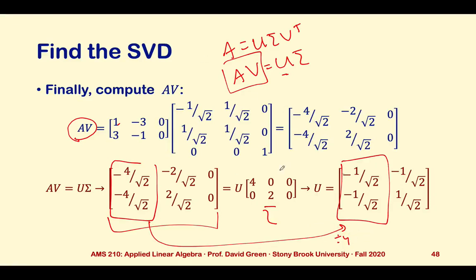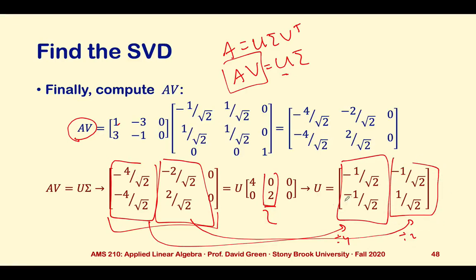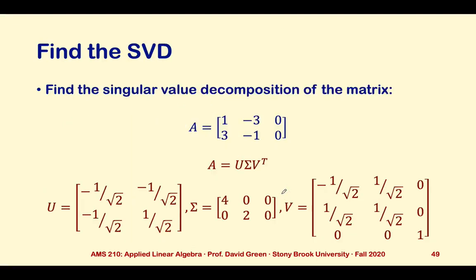To get the second column of U, we take the next column here. We see that there's a 2, and we divide this by 2 to give us our second column of U. The last column of zeros comes from this piece here. This gives us our final result, our U, sigma, and V, such that A equals U sigma V transpose.